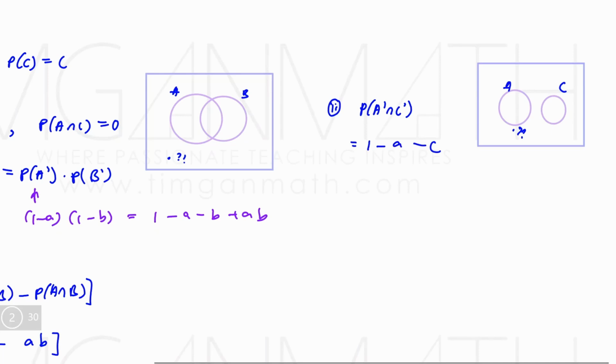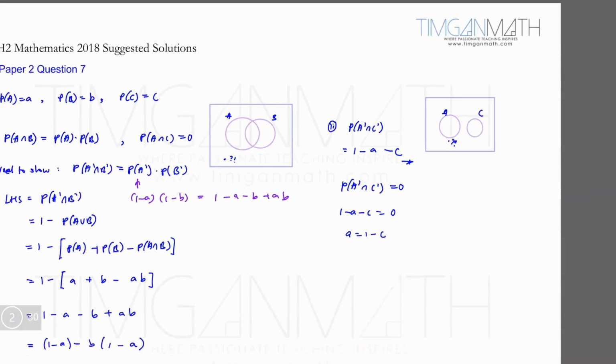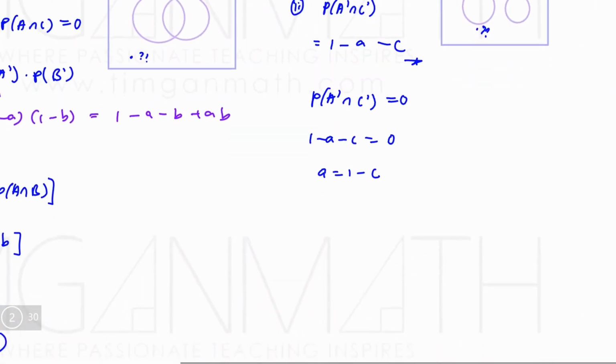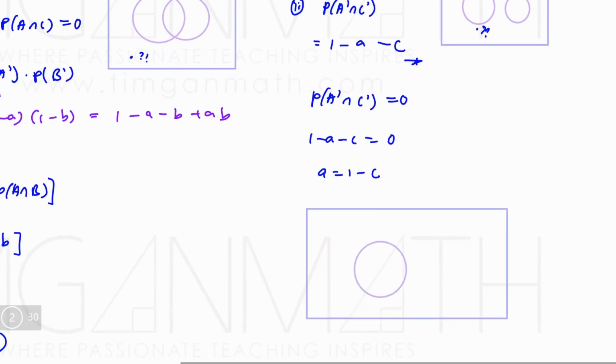So they are saying to draw a Venn diagram to illustrate the case where A prime and C prime are also mutually exclusive. So A prime and C prime being mutually exclusive means A prime intersect C prime is 0. In other words, 1 minus A minus C equals 0, so A will be 1 minus C. So the diagram should look like that. A plus C is 1. They are exhaustive events. A plus C is equal to 1.